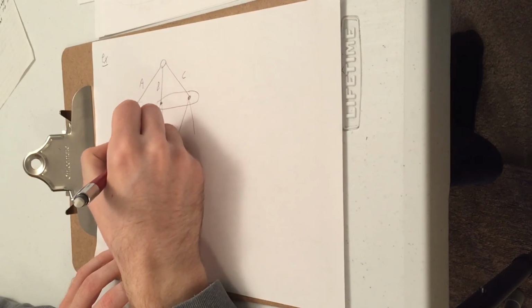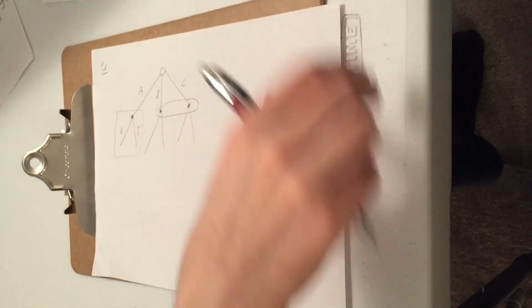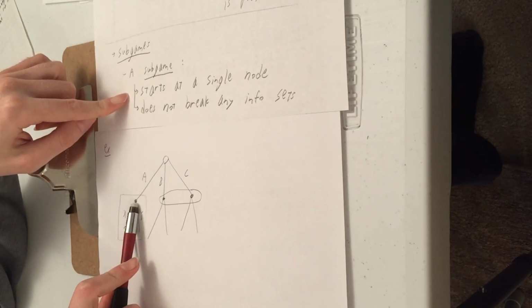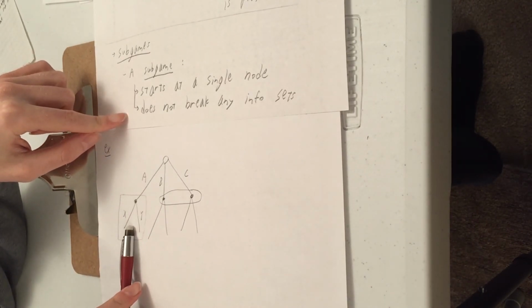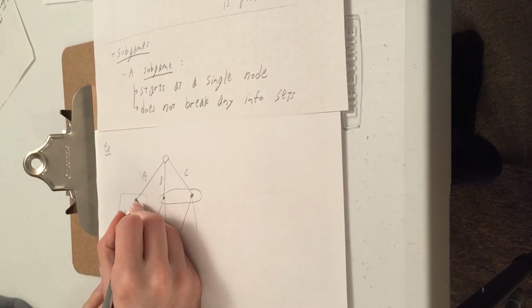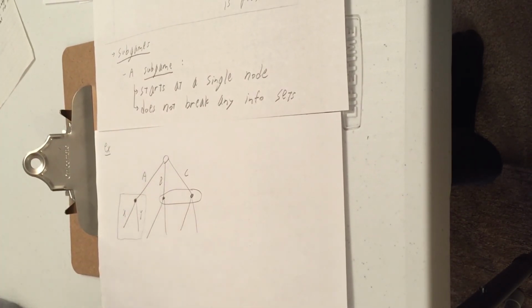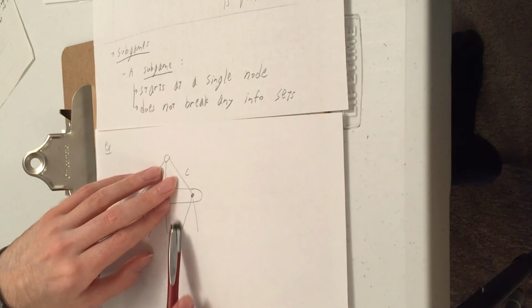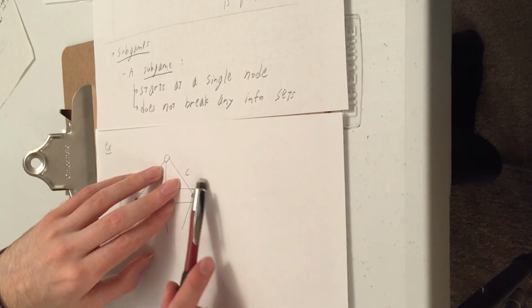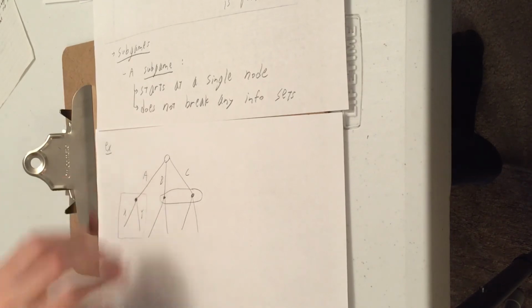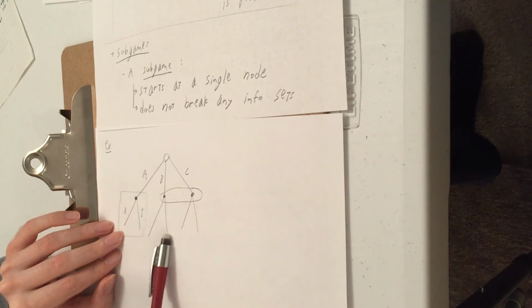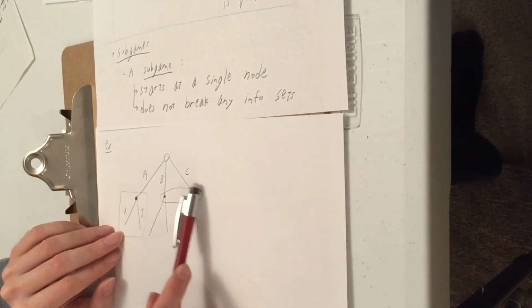So this is a subgame. Let me put my definition again. Starts at a single node, check. Does not break any information sets, so there's only one information set here, so it's not being broken. So that's a valid subgame. This by itself over here, that is not a subgame because that would break this information set. For the same reason, this one over here after B can't be a subgame by itself because that would break this information set.